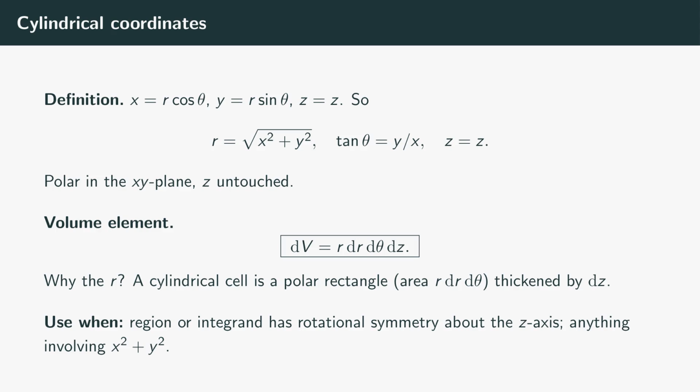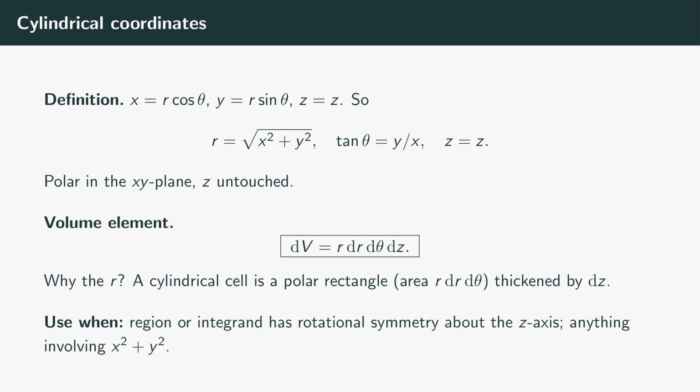First new coordinate system, cylindrical. It is the bare minimum you can do: take polar coordinates in the xy plane and leave z alone. So x equals r cosine theta, y equals r sine theta, and z is just z. Equivalently, r equals the square root of x squared plus y squared, the distance from the z-axis, theta is the angle around the z-axis, and z is height.